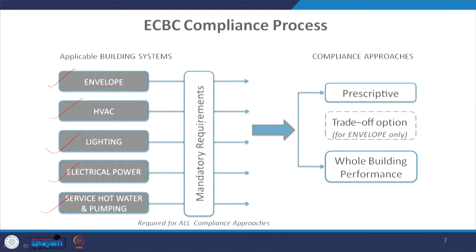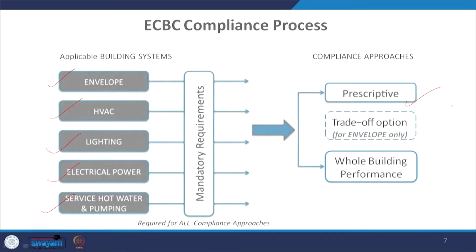After following these mandatory requirements, we can choose any of the compliance approaches. We can go ahead with the prescriptive approach, or for envelope we can go for the trade-off option. In case of trade-off, the mandatory requirements and the prescriptive requirements for all other components will be kept the same. They will have to be met using the mandatory and prescriptive approach only.